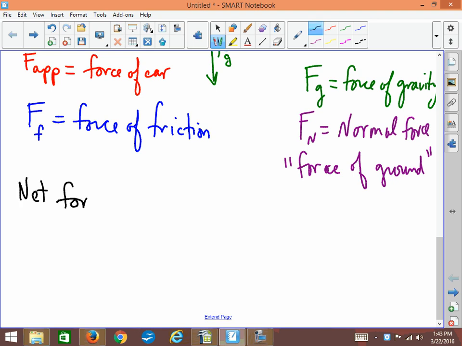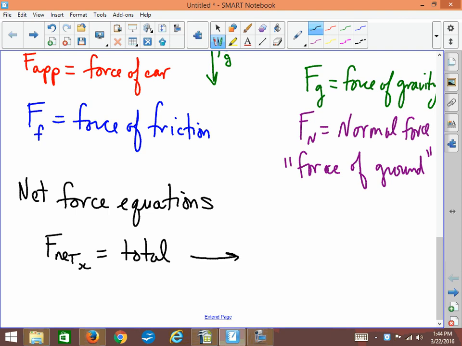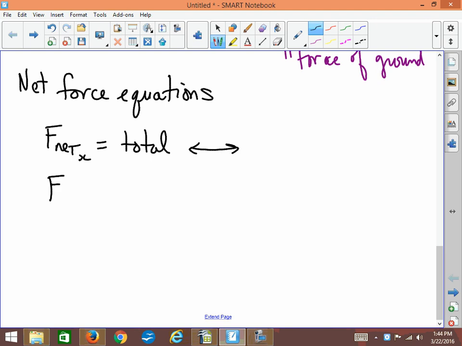Well, these are just simply ways that we describe mathematically what's going on, and we break it into 2 parts. We talk about the F net x, which is going to be the total of all the lefty-righty pointing arrows. Very simple. Look for arrows that point left or right, and they're all going to be added up here. And then F net y is going to be the total of all the uppy-downy arrows, right? The vertical arrows from the picture.